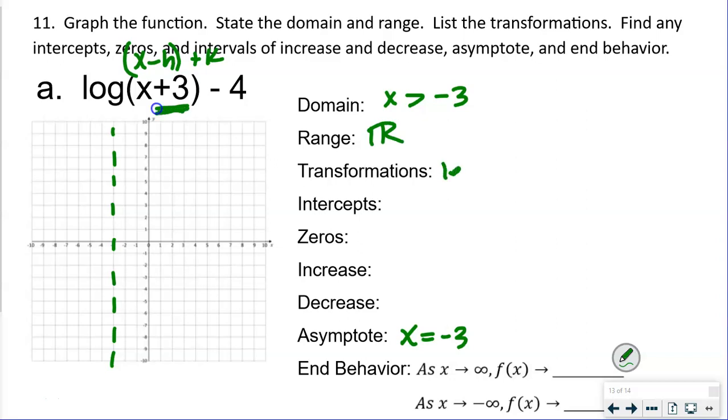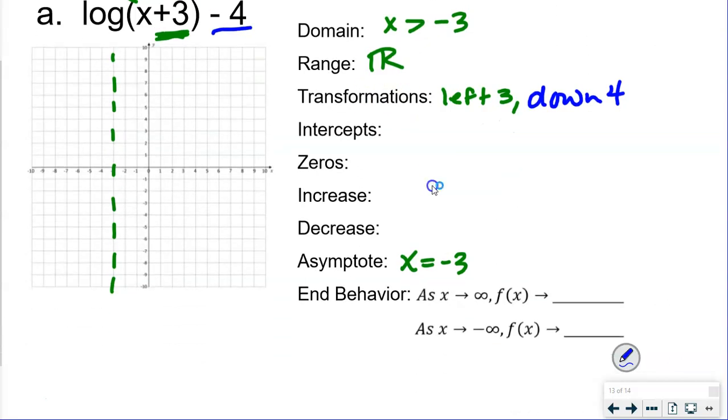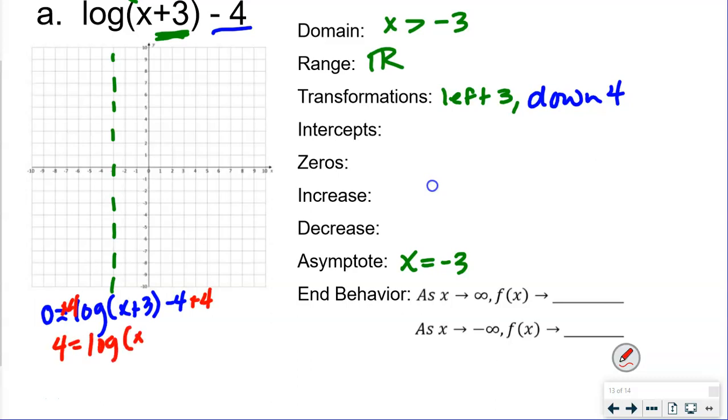Okay, so transformations, so this is going to be a -3, right? So that means it's going left 3. And then this right here means it's going down 4, right? Okay, so to find our intercepts, now this graph is going to have an x-intercept and a y-intercept. So I'm going to scroll this up a little bit and we're going to work both of these. So first we're going to say 0 equals the log of x plus 3 minus 4. So we're going to add that 4 to both sides. So this is going to be 4 equals log of x plus 3.